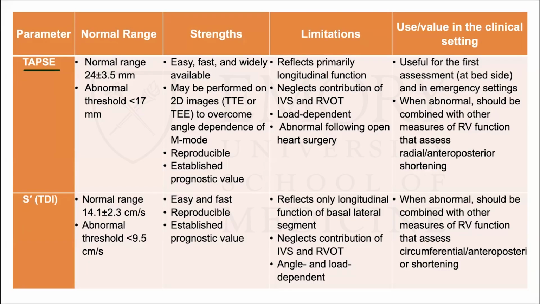So TAPSE is the most commonly used parameter that you will come across in the majority of the studies. The abnormal threshold is less than 17 millimeters. It is easy, fast, widely available, and basically assesses the longitudinal motion of the RV.